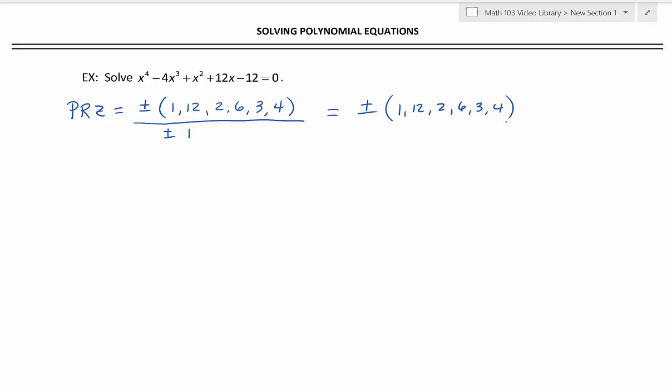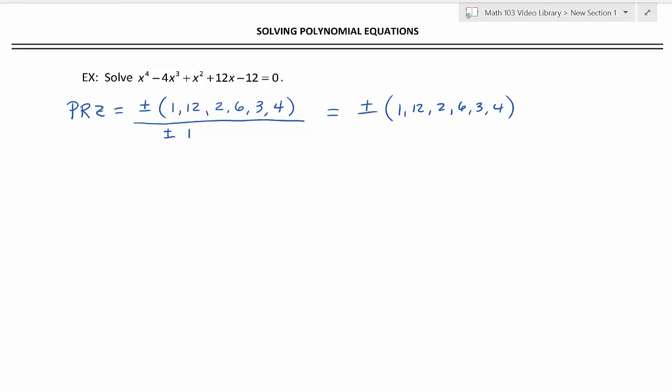I always start by checking 1. A shortcut to checking 1 is to just add up the coefficients. I just look at my positive ones and my negative ones. If I add up these coefficients and it's equal to 0, then I know that 1 is a 0. So I got a positive 14 and a minus 16. That's not going to give me 0. So right away, I know that 1 is not a 0. So I'm not going to check 1. Pick another number.